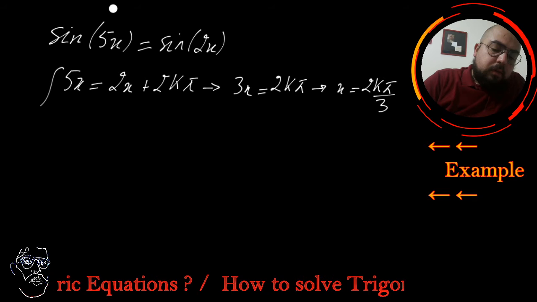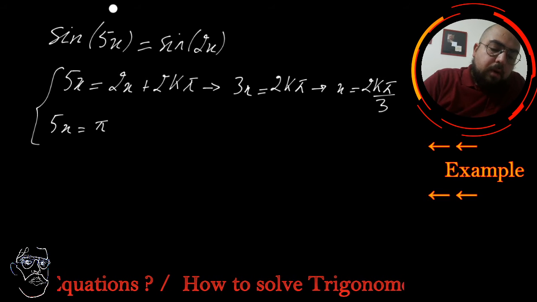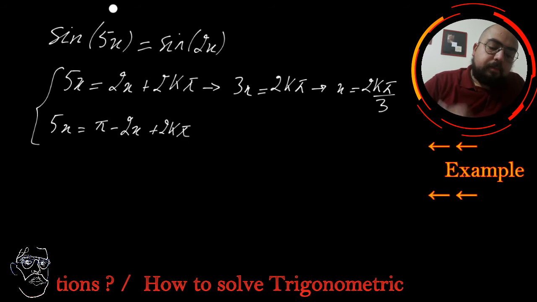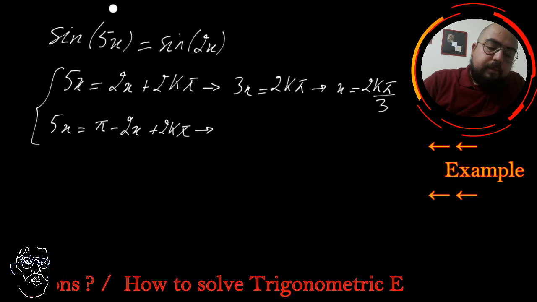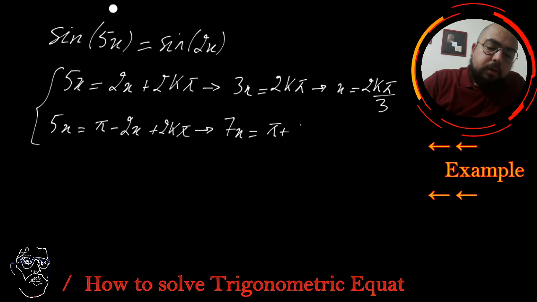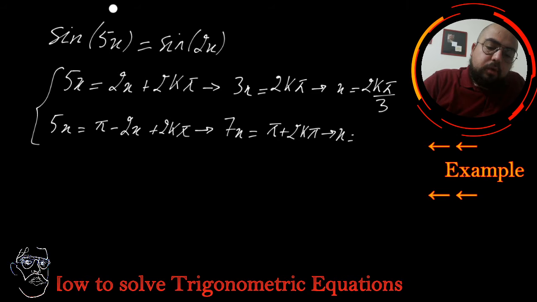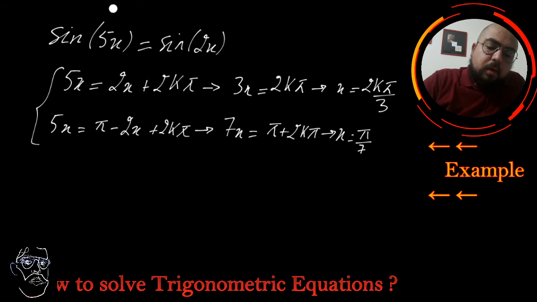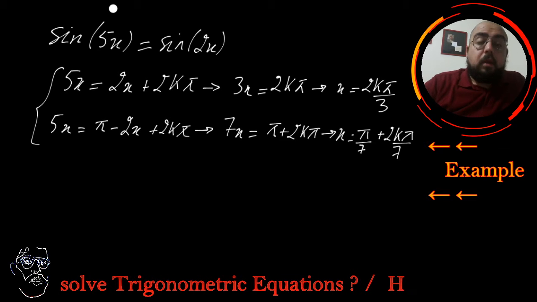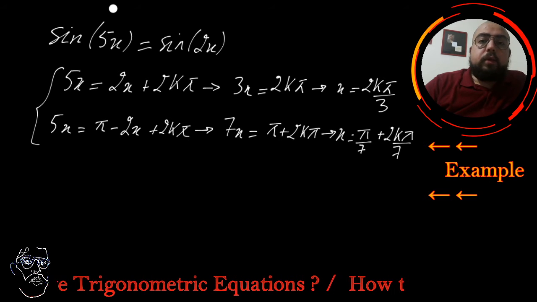The second one, it's 5x is equal to pi minus 2x plus 2k pi. So we will have 7x is equal to pi plus 2k pi. The final solution will be x is equal to pi over 7 plus 2k pi over 7. This is how you solve the equation related with sine.